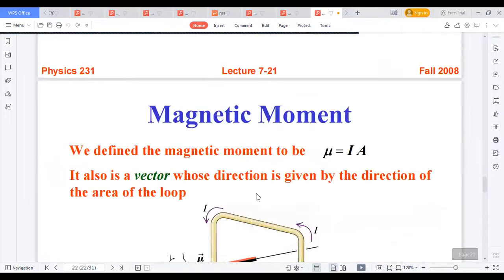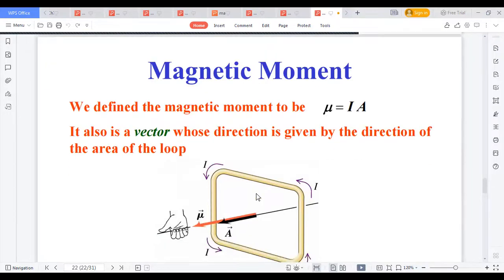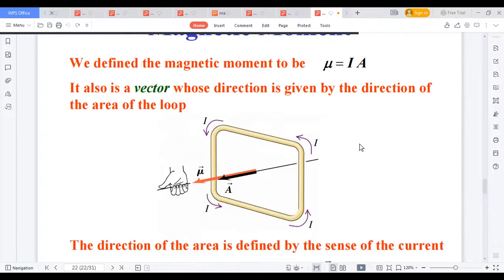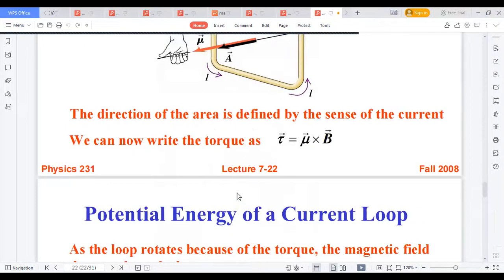Same. Now, what is the magnetic moment? We define magnetic moment to be mu equals IA. It is also a vector whose direction is given by the direction of the area of the loop. We can measure the moment mu this way, using the right hand rule, so the direction of the area is defined by the sense of the current. We can now write the torque as tau equals mu cross product with the magnetic field.